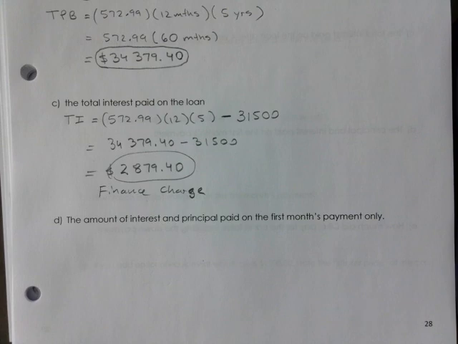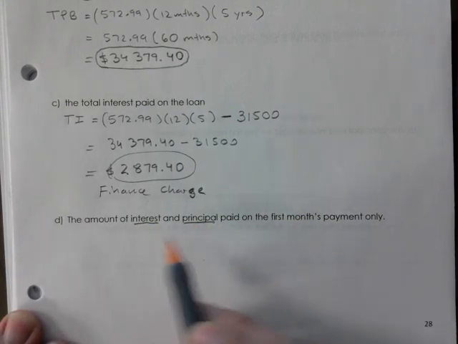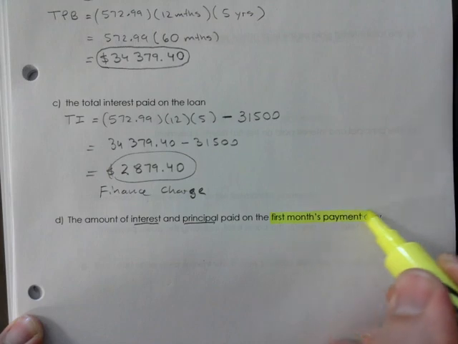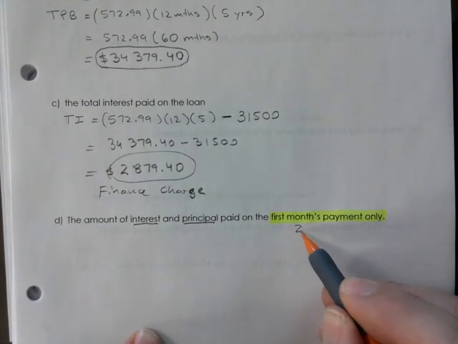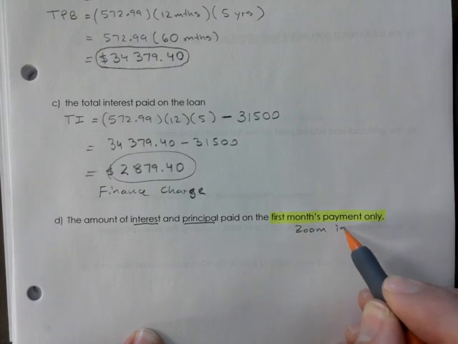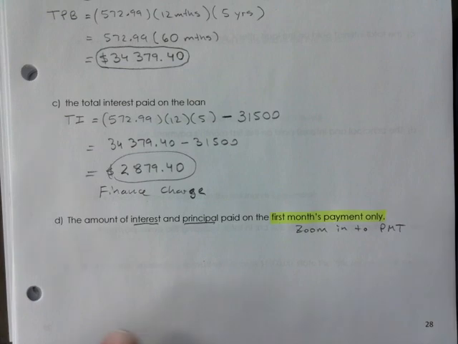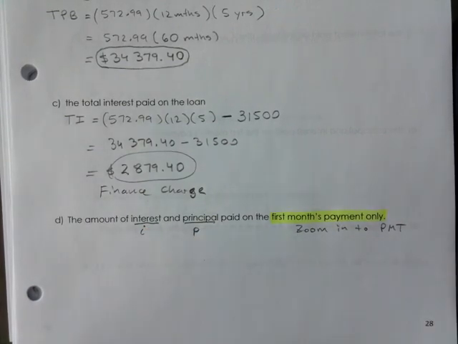Are you doing okay? I'm using the formulas, okay? The amount of interest paid, interest and principal paid on the first month. Can you highlight that part? The first month's payment only. Remember, we're zooming in, right? You zoom in to payment, which means that this is lowercase i and this is lowercase p we're talking about. Okay.